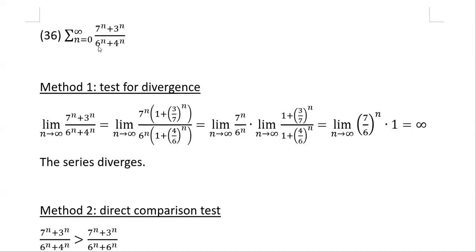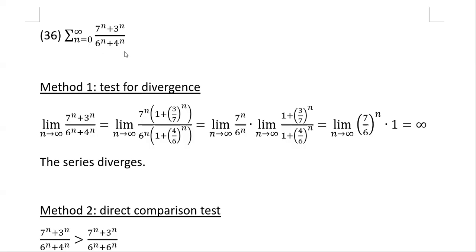Similarly, on the bottom, 6 to the n will dominate. So this will behave very similarly to 7 to the n over 6 to the n, which is (7 over 6) to the n. That's a geometric series with r equals 7 over 6, which is greater than 1. So this is going to diverge.